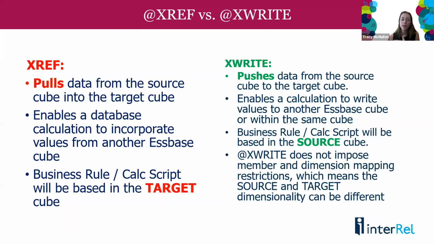So XWrite allows us to push data from a source cube to a target. We used this early in PBCS, and we used it in our native Hyperion worlds as well. But this allows you, in a rule, to actually push data from one cube to another. And at that point, there's not really any performance issues because you're actually pushing data from one cube to another. So that's just another way.